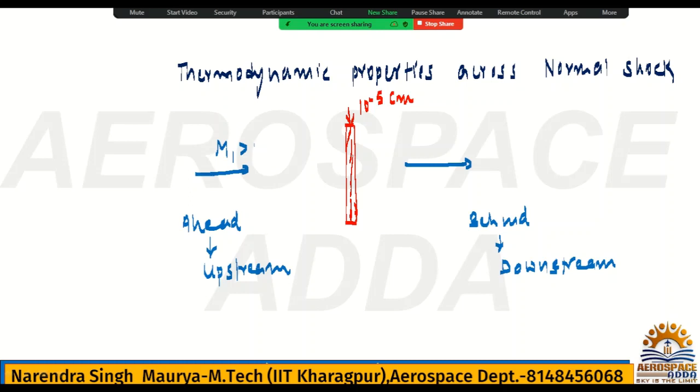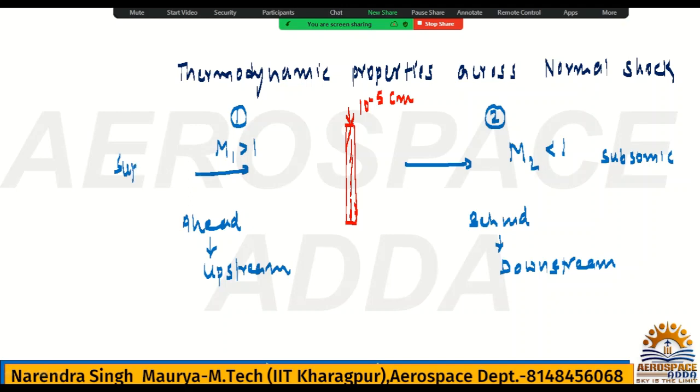Ahead of the shock the flow will obviously be supersonic, then only the shock is formed. So it will be supersonic 100%. If it is not supersonic, then shock will not be observed. I will write all the properties, but here I am showing only the Mach number. Mach M1 is ahead of the shock. So all the properties ahead of the shock or upstream will be denoted by 1, and 2 is behind the shock. So here the Mach will be M2. This Mach M2 will be less than 1, meaning now it becomes subsonic, and this is supersonic.